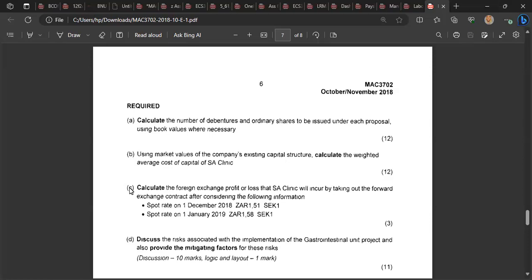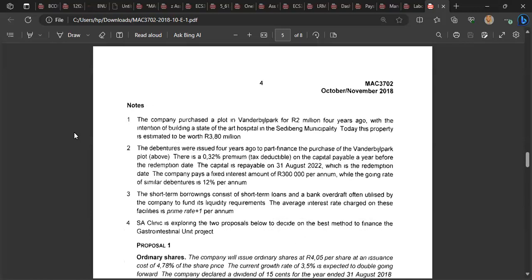All right, question A, I'm hoping that you've read through the examination paper. If you haven't, it's fine. We'll get through it just now. Calculate the number of debentures and ordinary shares to be issued under each proposal using book values where necessary. Which means we have certain proposals in the scenario that we have to look at and then decide how much of the debentures and ordinary shares should be issued. Right, and we are going to find out issued for what anyway.